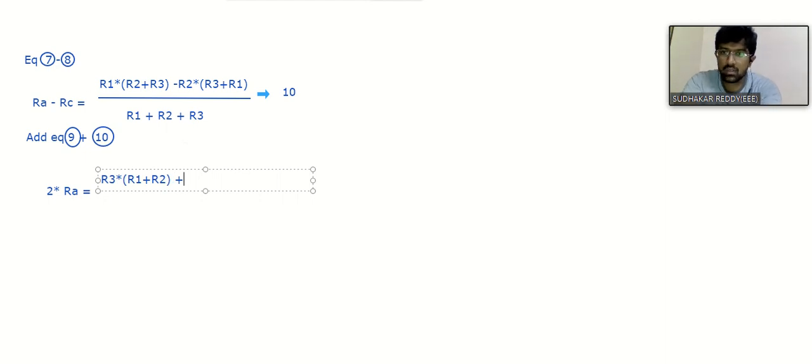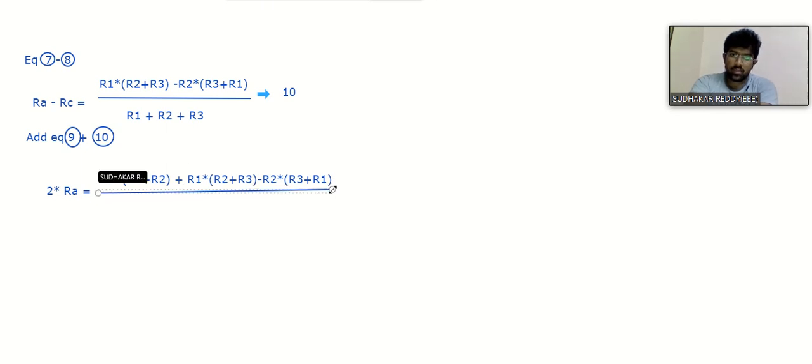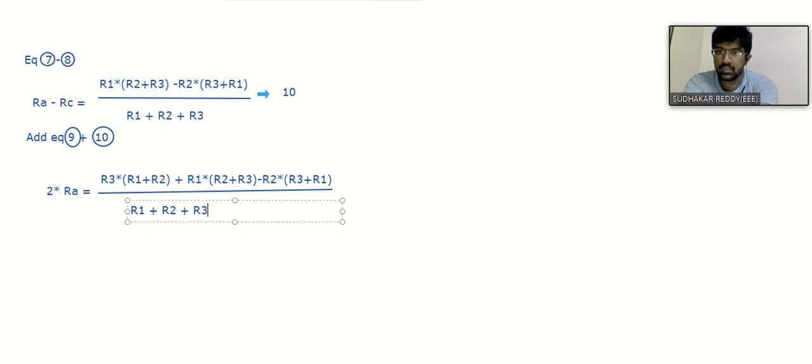So what is the 10th equation? Plus R1 into (R2 plus R3) minus R2 into (R3 plus R1). We are just adding equation number 9 and equation number 10. What about the denominator? The denominator is the same, that is R1 plus R2 plus R3.